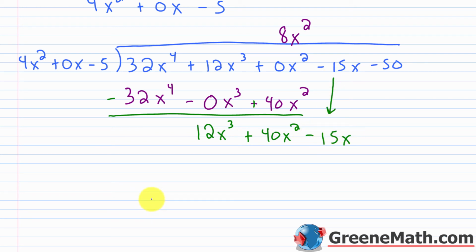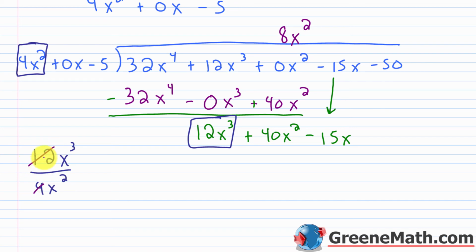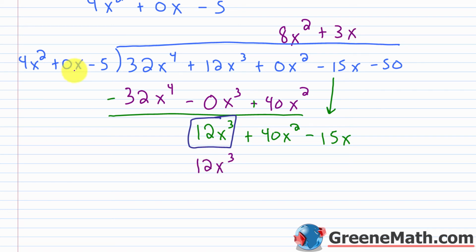Let's go ahead and go leading term into leading term. So what is 12x cubed over 4x squared? Well, we know that 12 divided by 4 is 3. X cubed over x squared is x to the first power. So this would be 3x to the first power, or just 3x. And again, I want to do my multiplication. So if I do 3x times 4x squared, I'm going to get 12x cubed. If I do 3x times 0x, I'm going to get plus 0x squared. Then 3x times negative 5 is going to give me minus 15x.